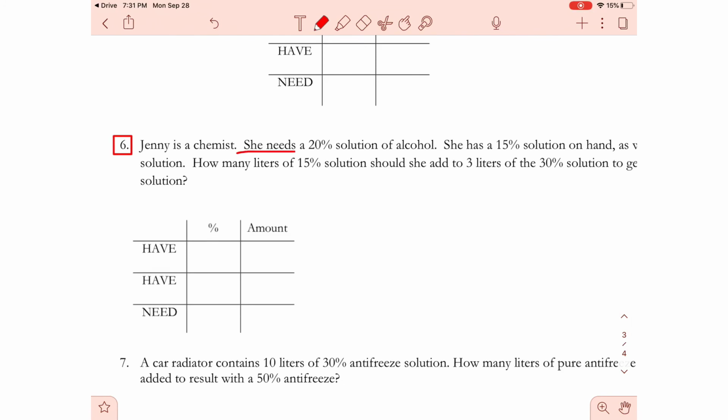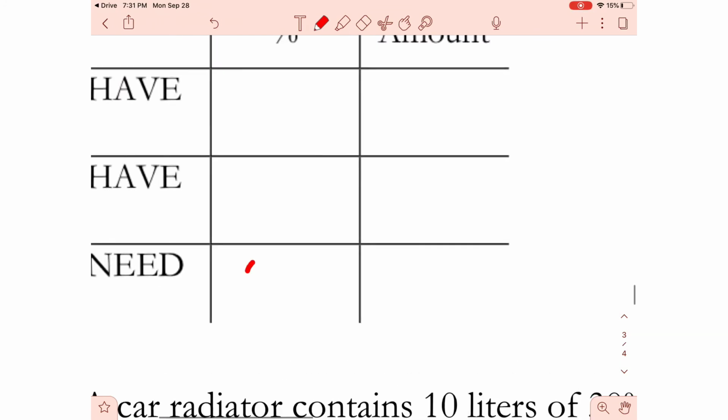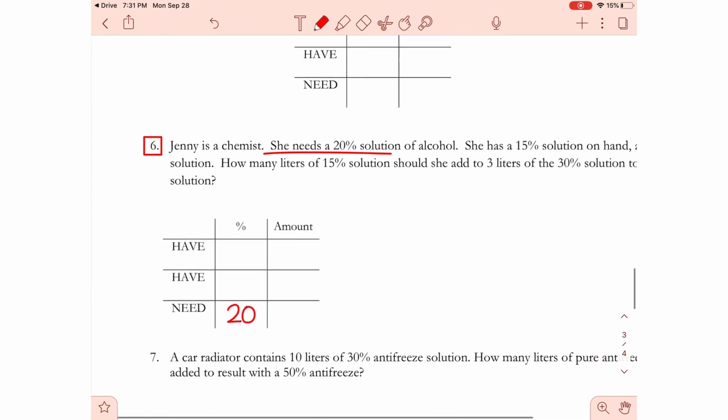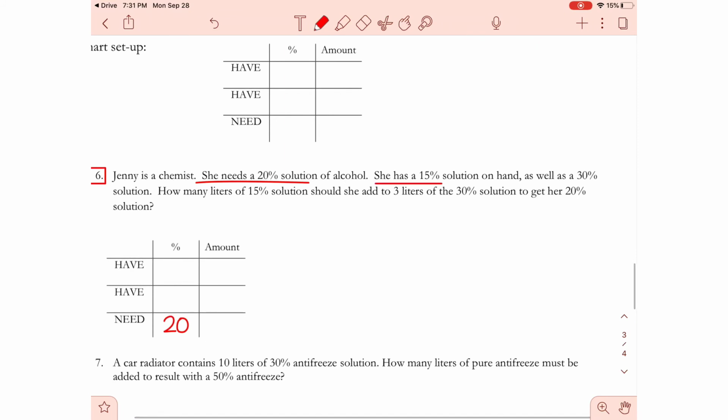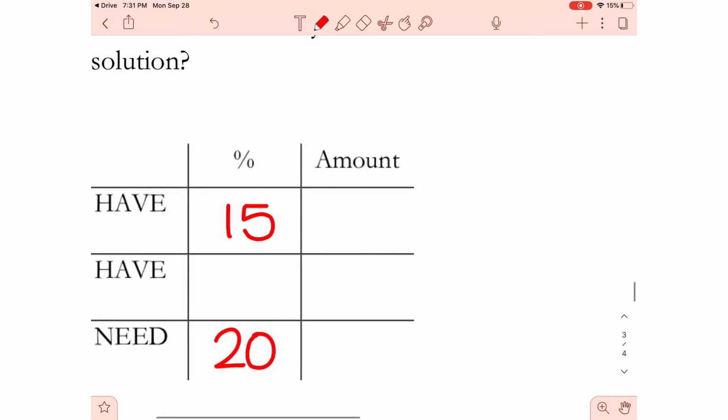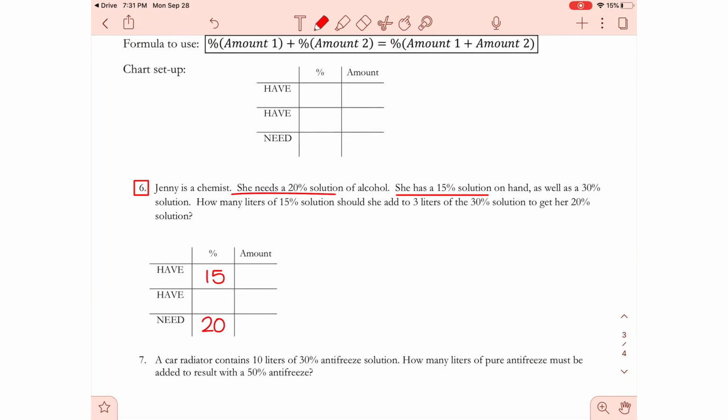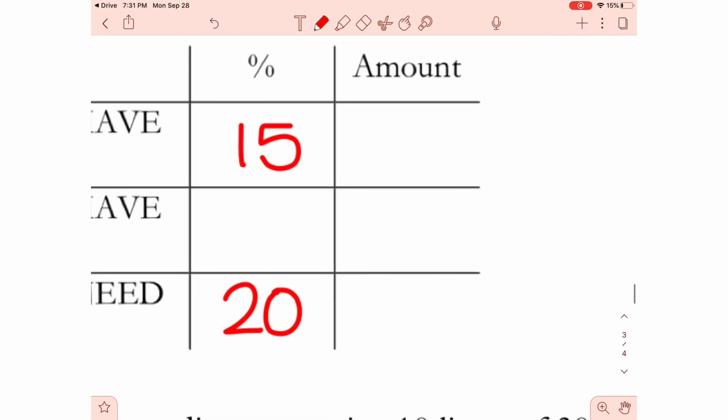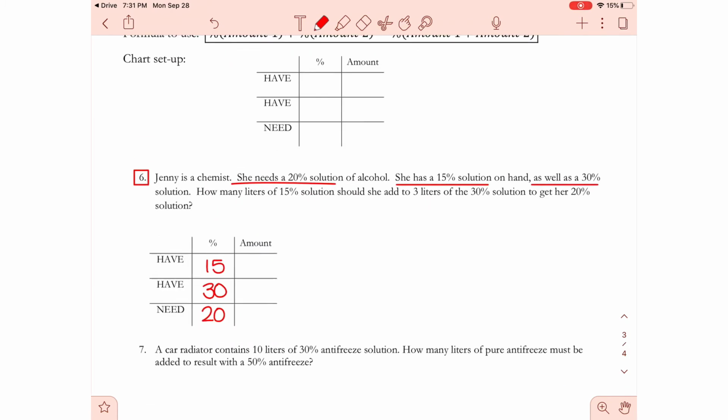Well, I see the word needs. She needs a 20% solution. So the percentage we need is 20. I don't know the amount yet, so I'm going to leave that. She has a 15% solution. So that's one of the has. She also has a 30% solution. So that's another have. Okay, good. We're done with that part of the chart.